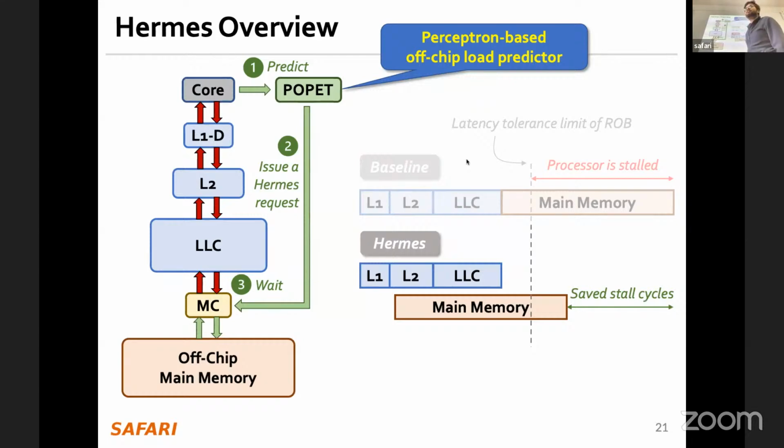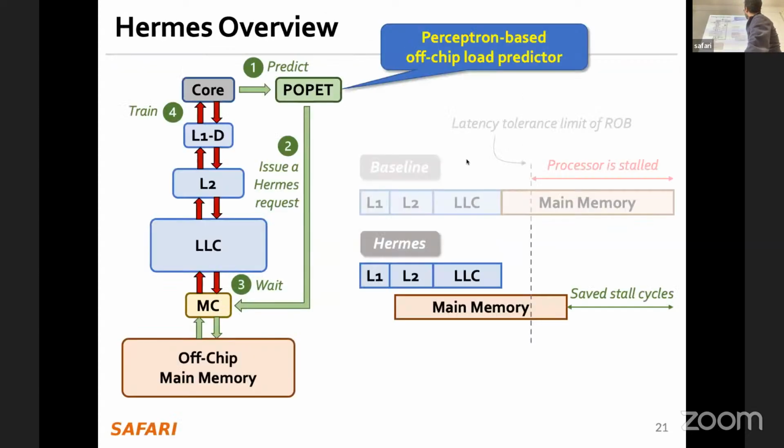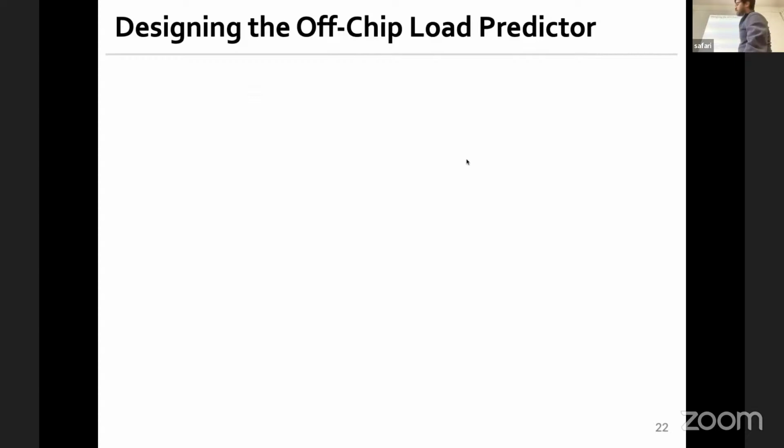Is there anything not understandable here? Okay. If you understand this part, then the protocol seems to be understandable. Whatever is left is how we are going to design the off-chip load predictor, because that acts as the brain of this proposal. So now let's try to understand how to design that off-chip load predictor.